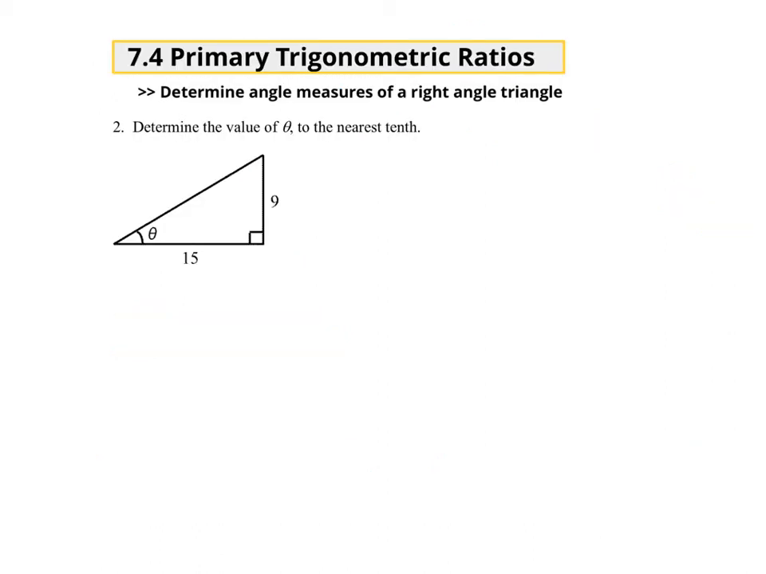Okay, in this next example, we're going to again use primary trigonometric ratios to find missing values in a triangle. In this example, the missing value is an angle measure. And again, we can do this in right triangles. So we notice that the side length of 9 is opposite the angle in question, the missing angle theta. And we notice that the 15 is adjacent to the angle of reference.